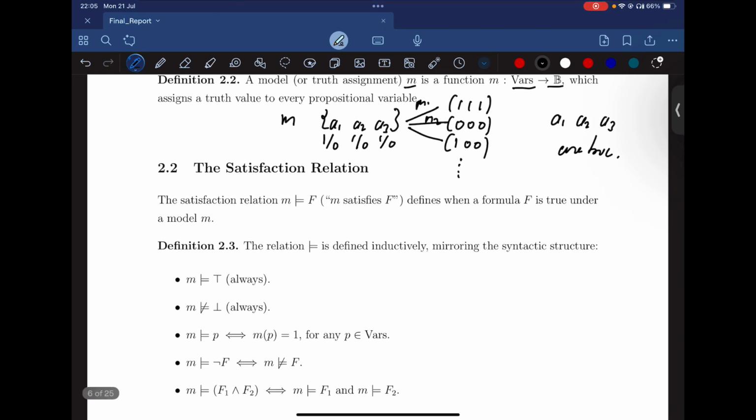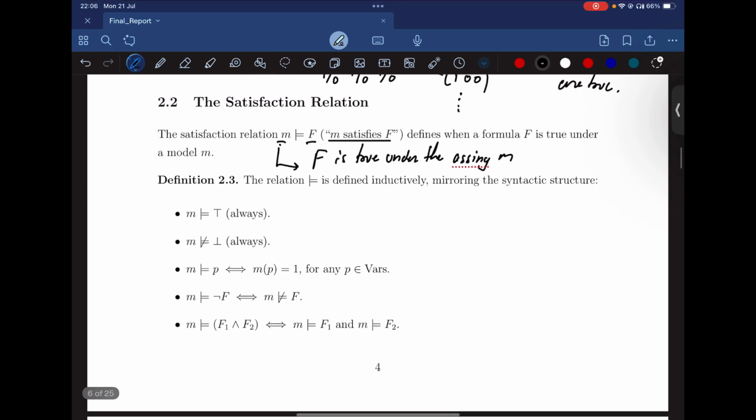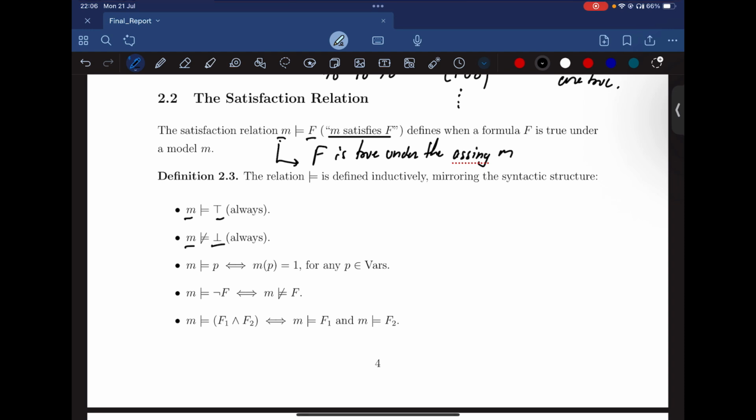A satisfaction relation: a model M satisfies a well-formed formula F if F is true under the assignment of model M, then we say that M satisfies F. Now the way we determine it is similar, inductively. A model M always satisfies a truth, because the truth is irrelevant to any variables or assignment. True is always true. There's no model which can generate false for true.